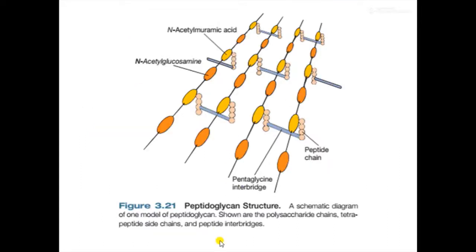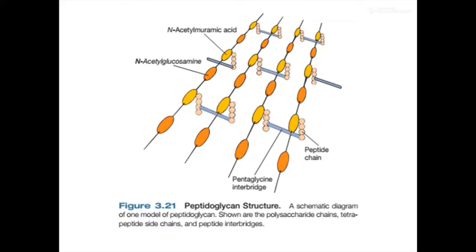So this is how the cell wall is made up. That is, alternating sugar derivatives of N-acetylglucosamine and N-acetylmuramic acid are arranged in chains, and attached to the NAM molecule, on the N-acetylmuramic acid, there are amino acid chains which are attached.